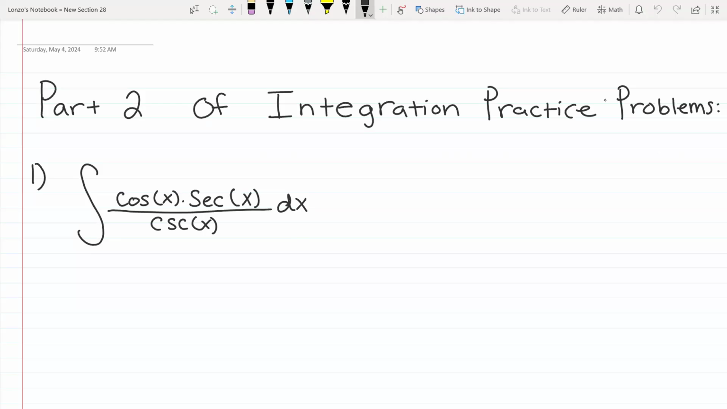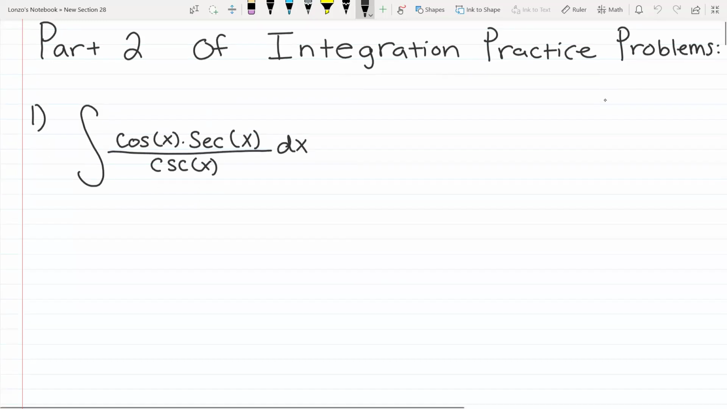Hello, and this is part two of integration practice problems. These practice problems will require a review of trig identity and u-substitution. Okay, so let's start with one. We have the integration of cosine x times secant x all over cosecant x times dx.